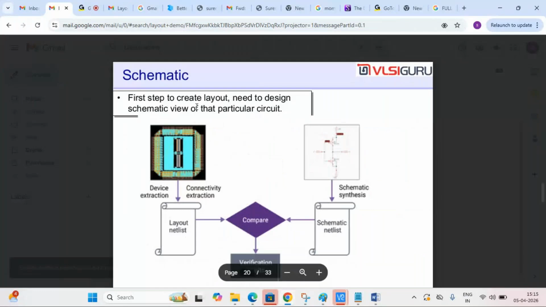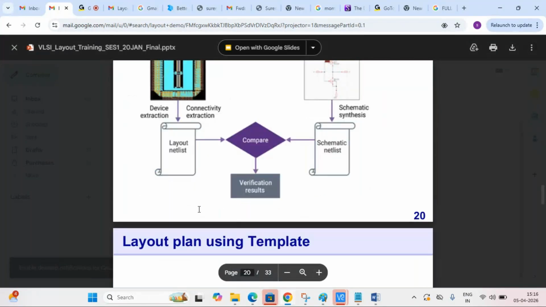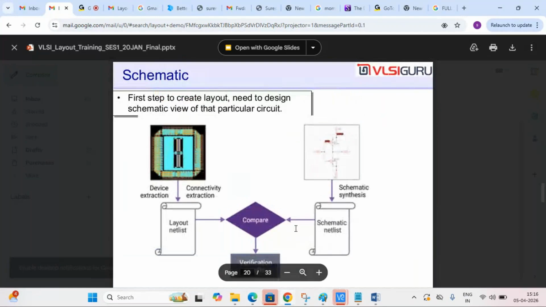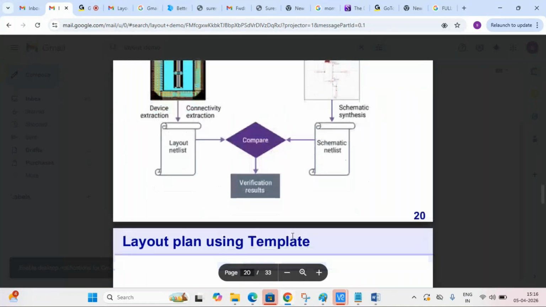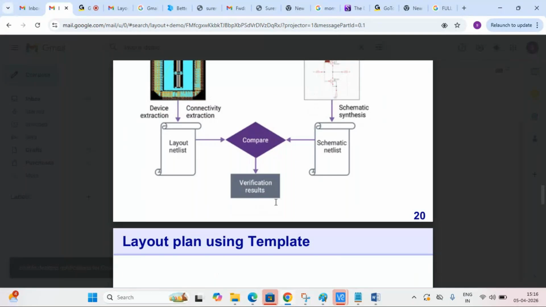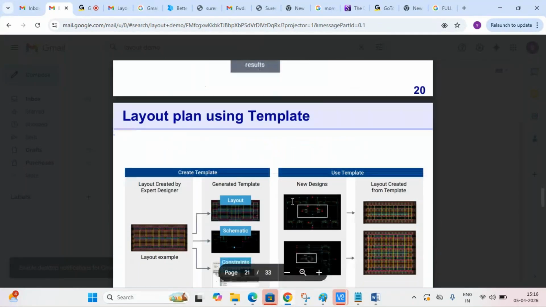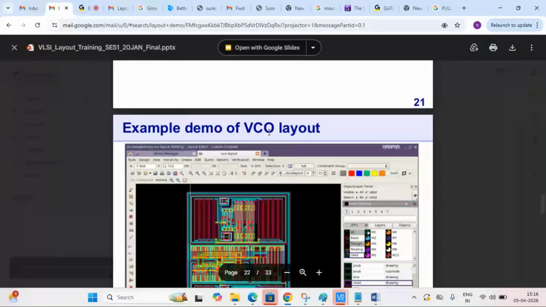This is the schematic flow. This is the layout. As I initially told, we have to verify DRC, design rule check, and LVS. We have to compare schematic and layout, the layout netlist and schematic netlist. Netlist means it will be stored in a certain file. And how the tool works in the background, that example I will show also. It's just a demo of a voltage controlled oscillator.